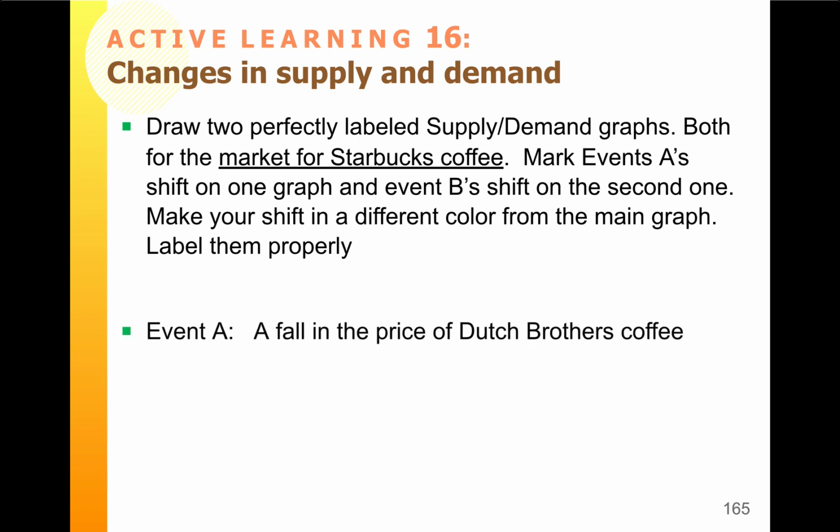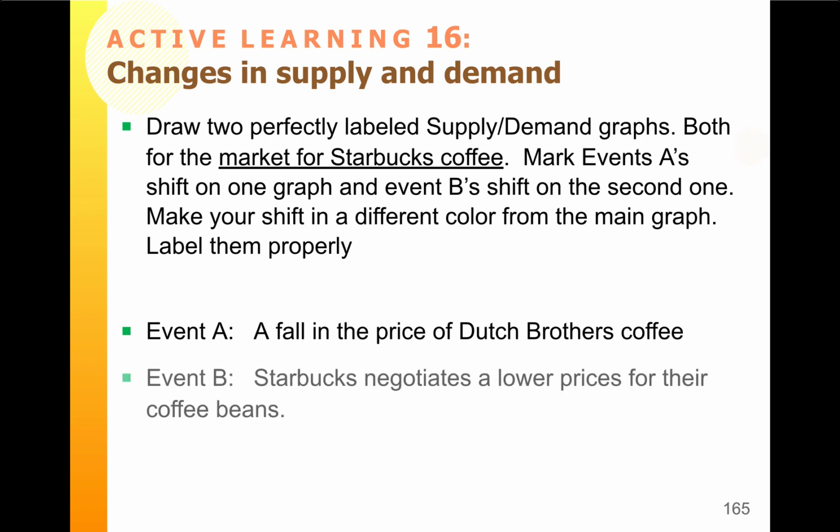So event A, on your first graph, you want to figure out what happens if there's a fall in the price of Dutch Brothers coffee. And then event B is if Starbucks negotiates a lower price for coffee beans. And you're going to do that shift in a new color on your second graph.